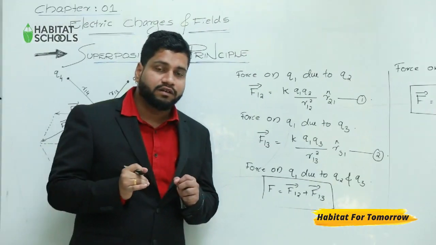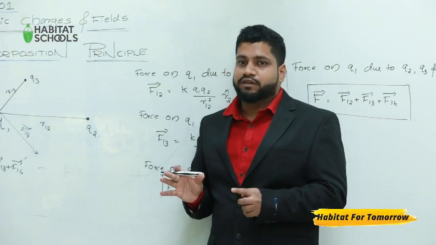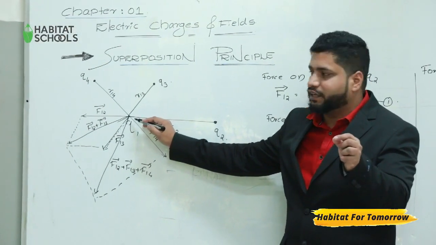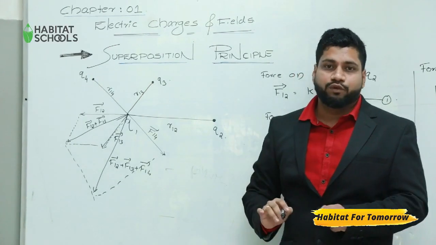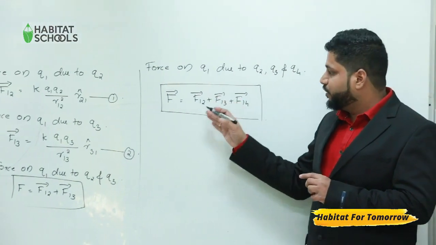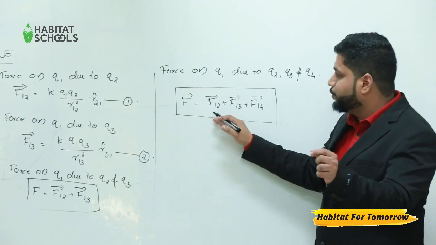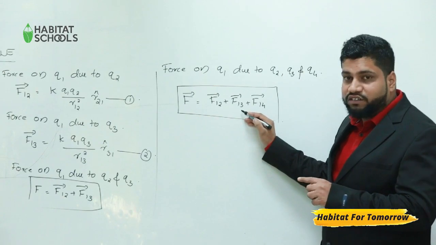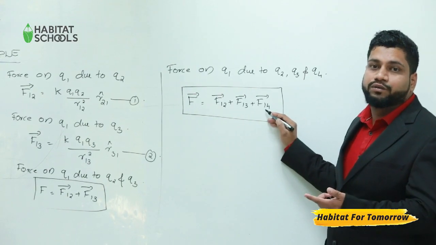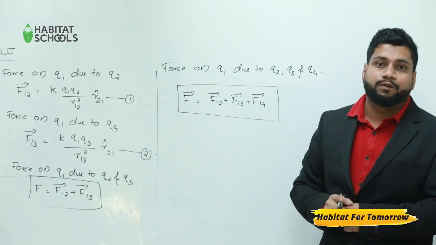Students, please listen here. What is the superposition principle? If n number of charges are there, then the total electrostatic force on any one of the charges is equal to the sum of the individual forces. The mathematical expression for the superposition principle: F is equal to F12 plus F13 plus F14. What is F12? Force on charge 1 due to charge 2. What is F13? Force on charge Q1 due to charge Q3. And what is F14? Force on charge Q1 due to charge Q4. So this is one important topic, the superposition principle.